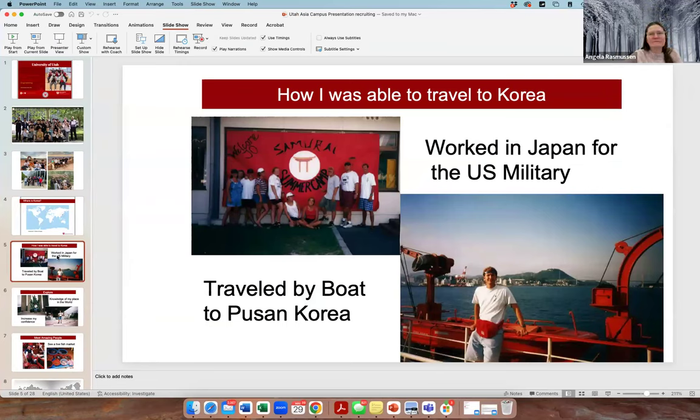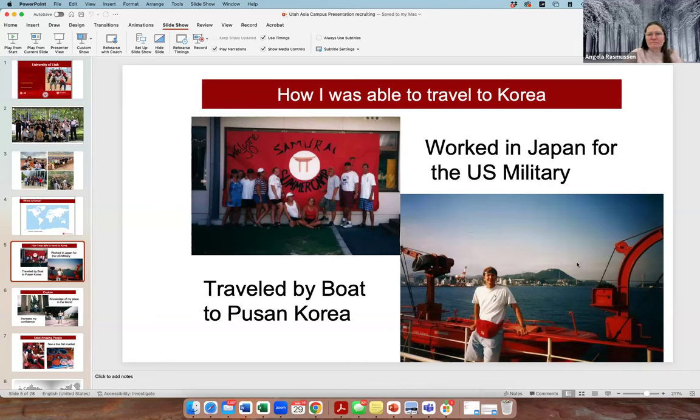And so when I was a college student, I was in a class just like this, and some professor said, hey, there's this job opportunity in Japan. How would you like to go work in Japan for a summer? So I signed up. It was a military job. I got paid to fly there, pay for my plane ticket, pay for my place to stay, and I was able to work at Samurai Summer Camp in Iwakuni, Japan.